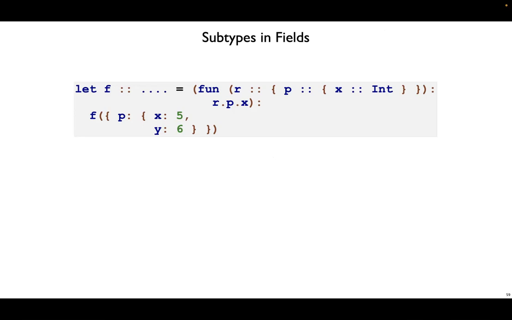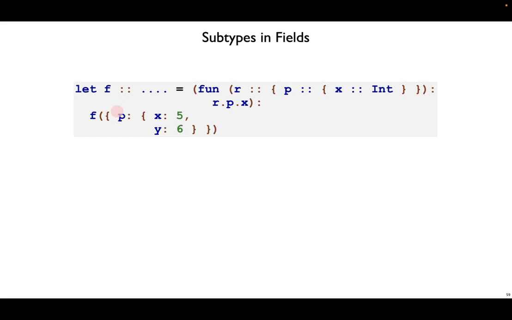Let's see how our types work out on this example. We've got a function f, and it expects a record r. That record r needs one field p, and that field p needs to map to another record that has an x field mapped to int. And now inside the function, we call r.p.x. Overall, this should give us back an int.